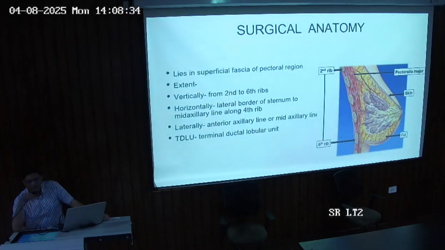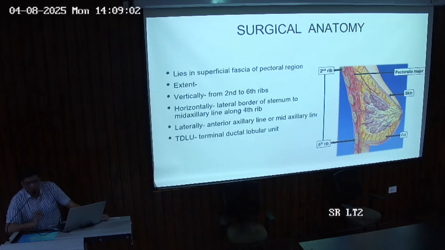Now we come to the surgical anatomy. It lies in the superficial fascia of the pectoral region. Now, what is the extent of the breast? Vertically, from top to bottom, it is from the second to the sixth rib. Horizontally, it is from the lateral border of the sternum to the mid-axillary line, or sometimes the anterior axillary line. In pregnancy, it goes up to the mid-axillary line.